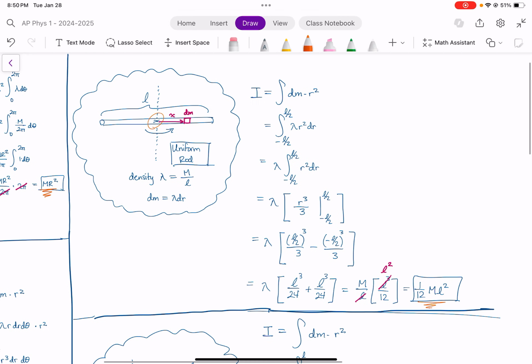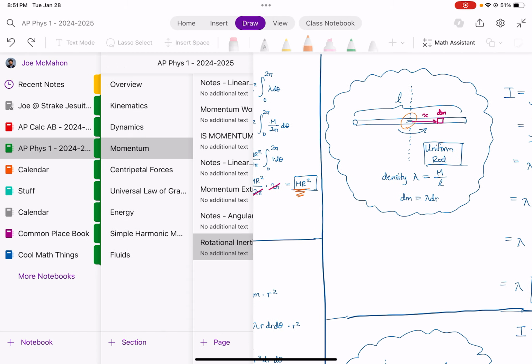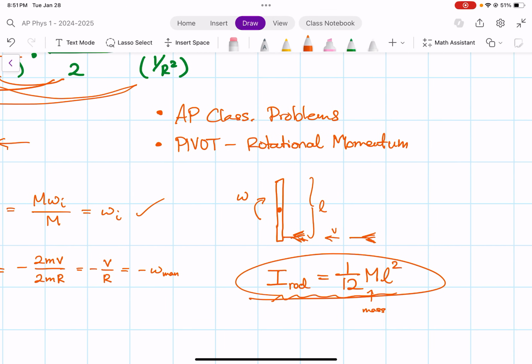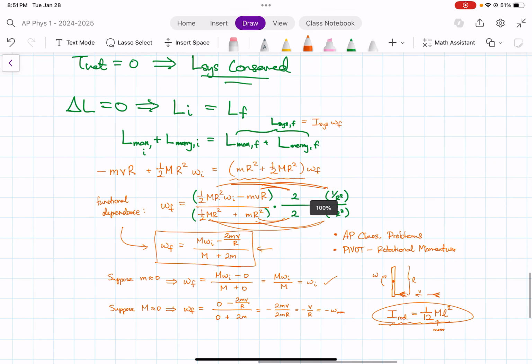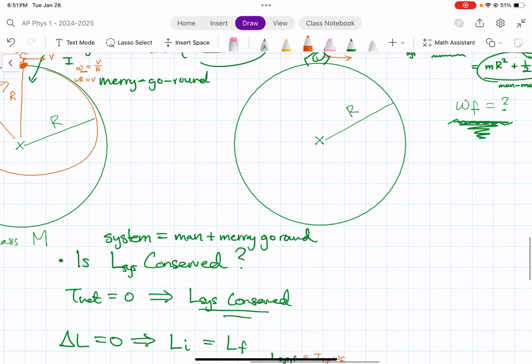So if you like calculus, you might like this. If you don't know anything about calculus, just ignore everything I said and move on with your life. You don't need to know it. You do need to know angular momentum. You need to know this stuff.